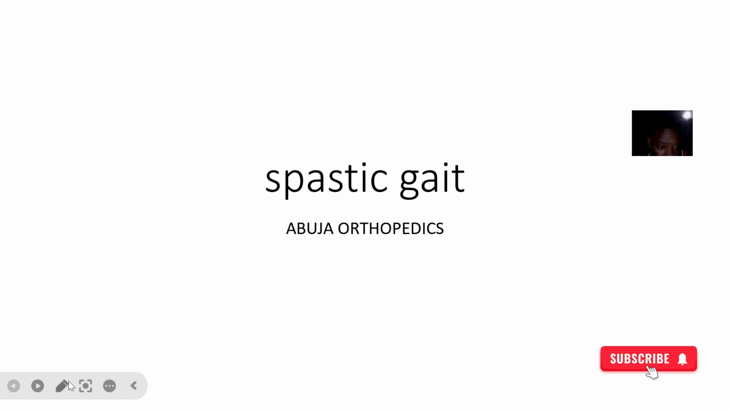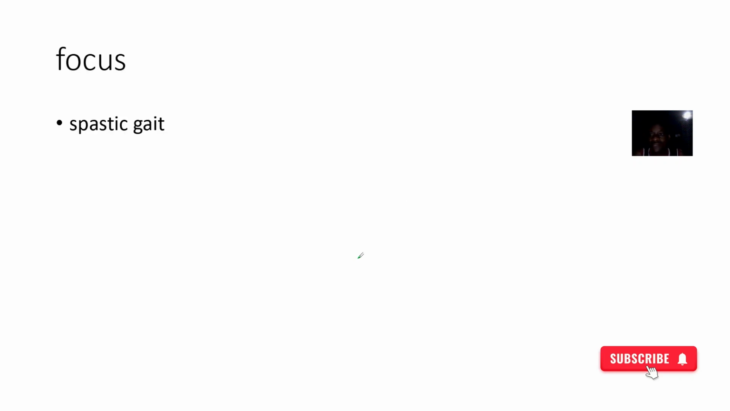All right, so we get to look at another abnormal walking pattern in patients. When a patient comes to, especially the orthopedic clinic or the neurological clinic, it's always nice that I tell the patient, okay, stand up and walk a bit. Sometimes you mustn't even ask them to walk. The way they arrive at the clinic, you are observing.